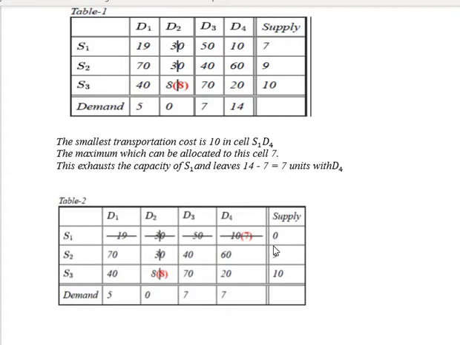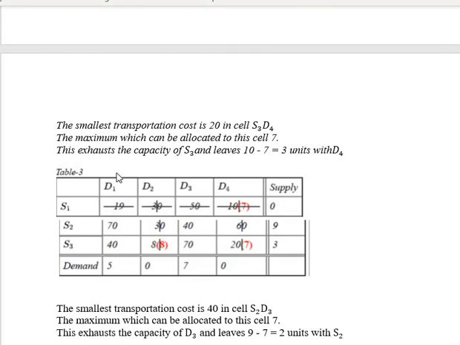From the next table, with the remaining rows and columns, find the smallest transportation cost, which is 20, which corresponds to the cell S3D4. The smallest transportation cost is 20 in the cell S3D4, as we mentioned above. Then maximum which can be allocated to the cell is 7. This exhausts the capacity of S3 and leaves 10 minus 7 equal to 3 units with D4. So using the remaining rows and columns, we can form the table 3, which is shown here.